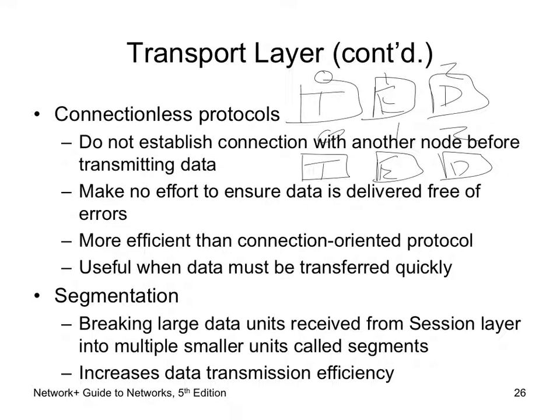Segmentation breaks up large data into smaller chunks, the little cabooses of the train. It increases data efficiency and data flow. So we can take a large file and break it up into millions and millions of different segments to flow across the network better.